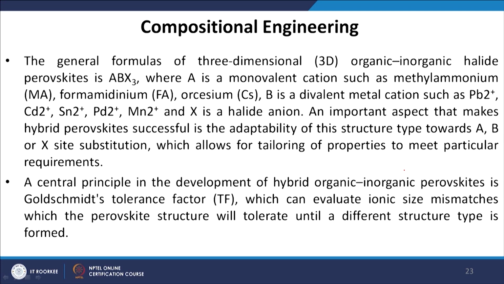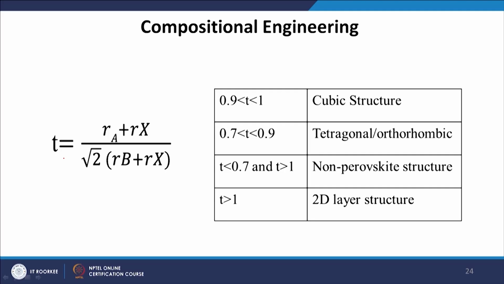A central principle in the development of hybrid organic inorganic perovskite is the Goldschmidt tolerance factor, which can evaluate the ionic size mismatch which the perovskite structure will tolerate until a defined structure type is formed. So, in the ABX3 crystal structure we can change the A site, the B site, or the X site. If we change any one of these three, not only the band gap changes, but the morphology also changes. But one has to make sure that the tolerance factor, the value of T, which is basically the radius of the A cation plus the radius of X divided by square root 2 times Rb plus Rx, is calculated once we make these changes.